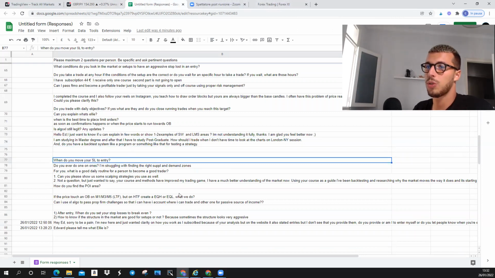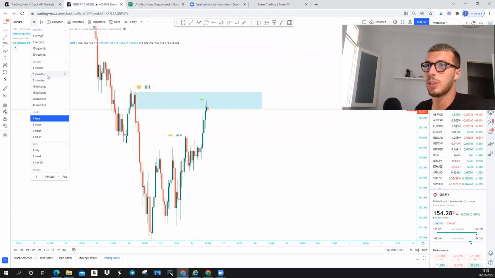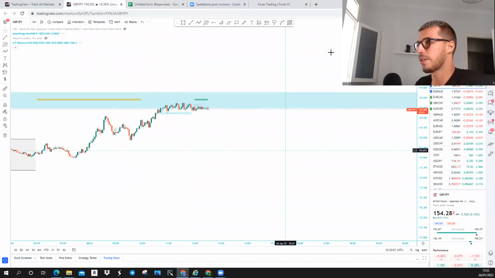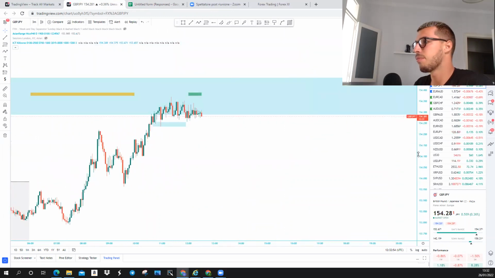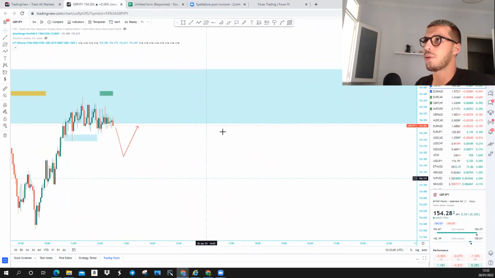When do we move stop loss to entry? I move stop loss to entry if there are any news or if I have confirmation that we are breaking through downside. So for example, let's say that we have confirmation here that we break to the downside. I enter the trade here.